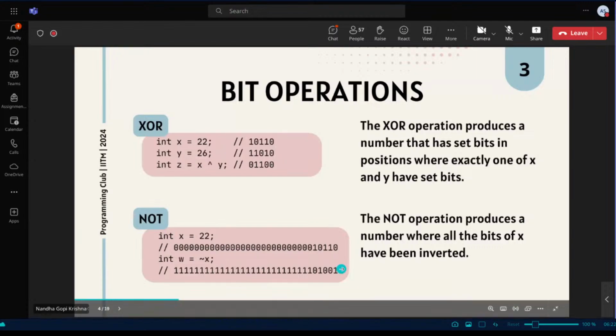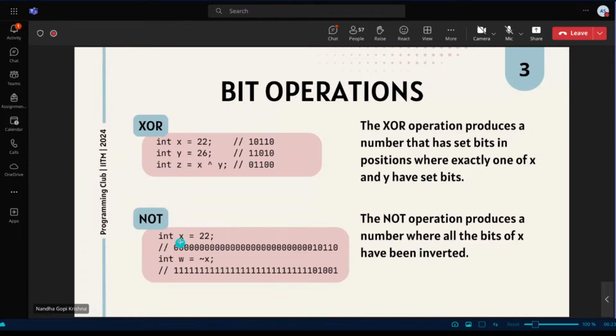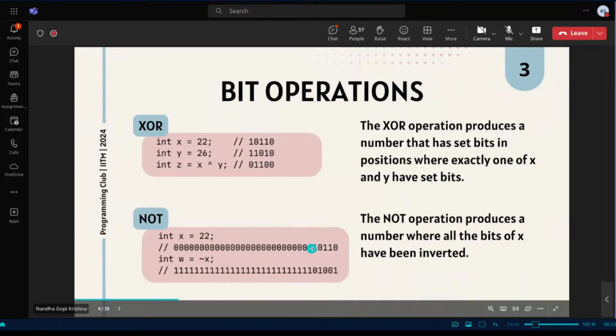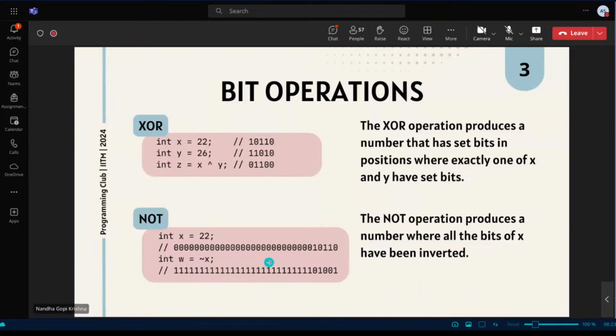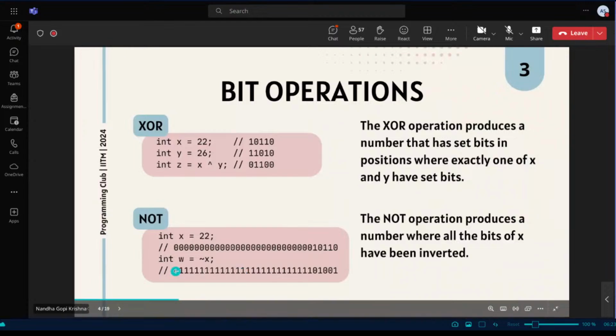And usually int is internally represented as 32 bits. Therefore, I've represented the bits fully, and it sets all the 0 bits at the start also to 1. Now, I have a question for you. What will be the value of W if I print it out? You can type your answer in the chat.